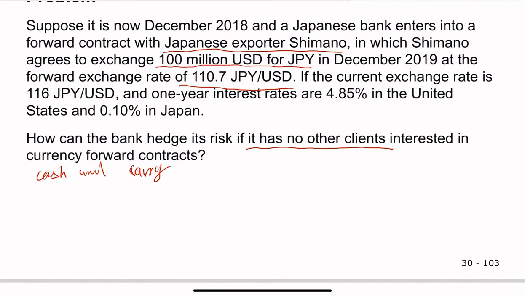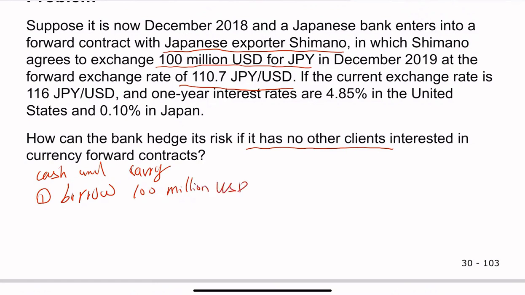So if you read this problem, it says that in 1 year, this Japanese exporter will exchange US dollars for Japanese yen. So it basically means that in 1 year, the Japanese bank will receive USD and it will need to pay out Japanese yen, right? So what the Japanese bank wants to do is make sure it will have enough Japanese yen to pay this Japanese exporter, right? So what the Japanese bank will do is, first, it will borrow 100 million US dollars.